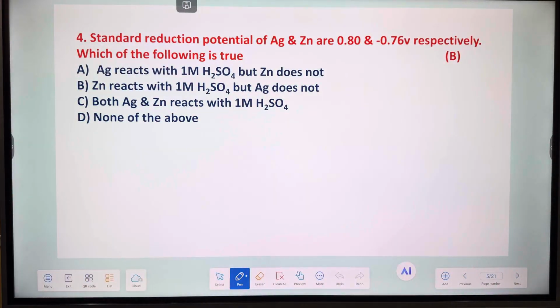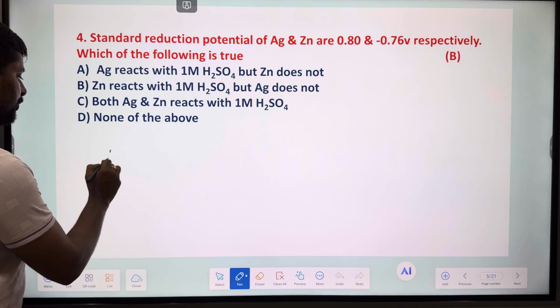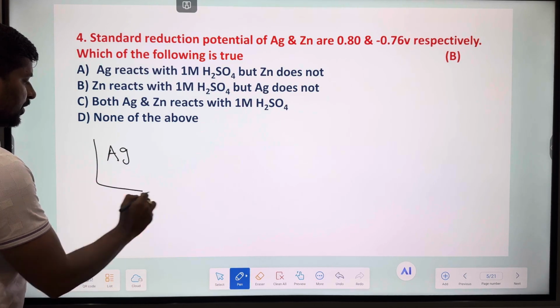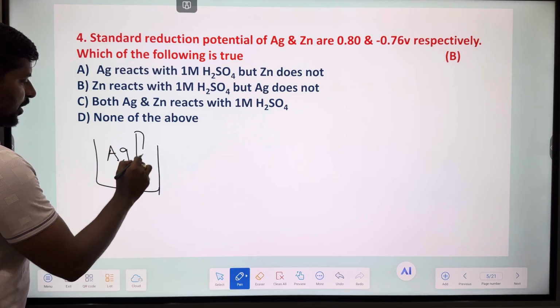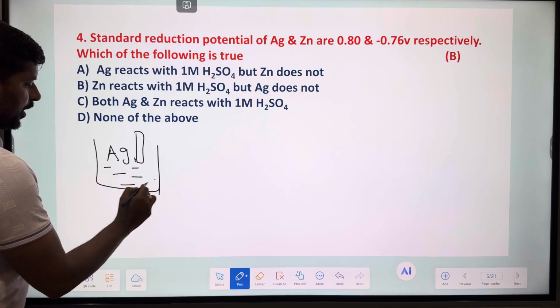Next one, standard reduction potentials of zinc and silver are given. Which of the following is true? Silver reacts with 1 M H2SO4, but zinc doesn't. So if you place a zinc and a silver rod, okay, we are taking the silver rod in H2SO4.